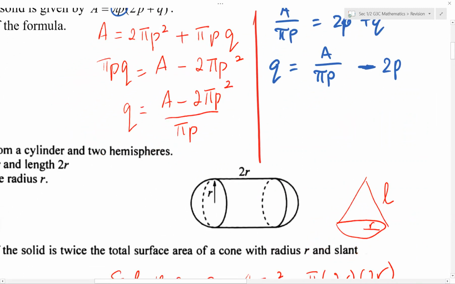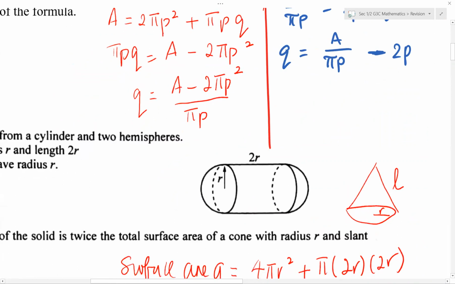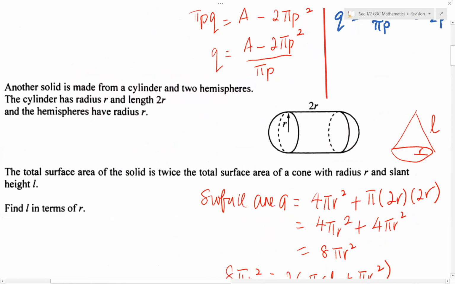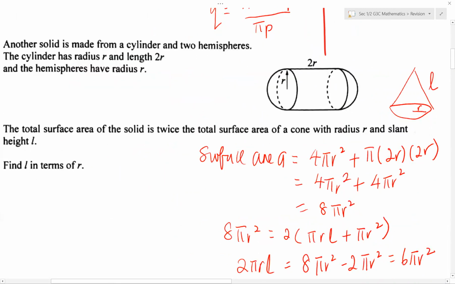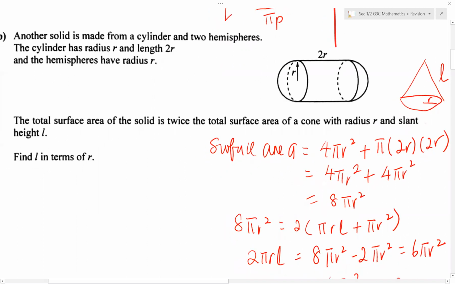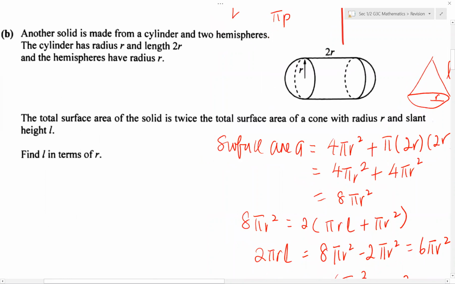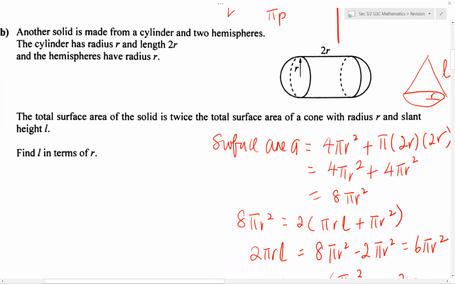So we have a solid made from a cylinder and two hemispheres. Two hemispheres, if you combine together, give you one sphere. Radius R, length 2R for the cylinder. Hemisphere radius R, of course, it has to be. So the total surface area of the solid is twice the total surface area of the cone, radius R, slant height L. Find L in terms of R. Form an equation.